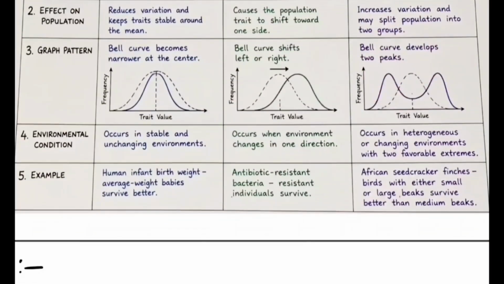Environmental conditions: occurs in heterogeneous or changing environments with two favorable extremes. Example: African seed cracker finches. Birds with either small or large beaks survive better than those with medium beaks.